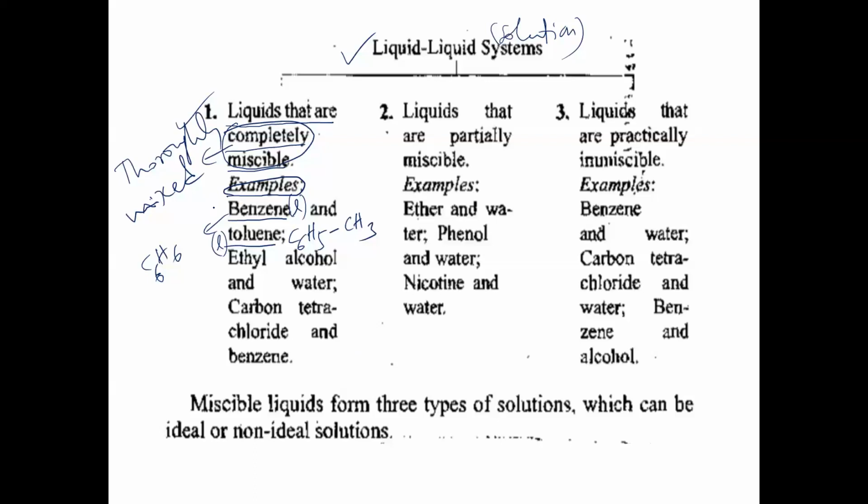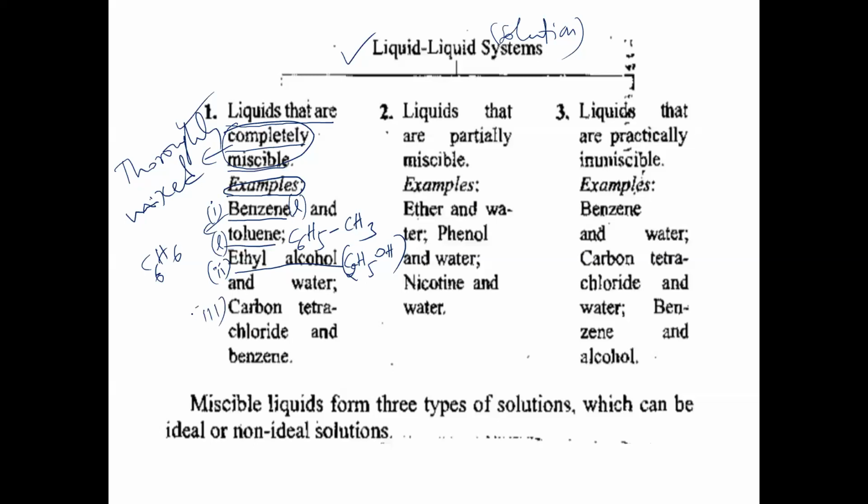First example. And second example is ethyl alcohol. Ethyl alcohol formula is C2H5OH. Ethyl alcohol and water. Water we know is H2O. So when alcohol is mixed with water, both liquids will be thoroughly mixed with each other. So ethyl alcohol mixed with water will form a solution of liquid in liquid. This is the second example for miscible liquids.